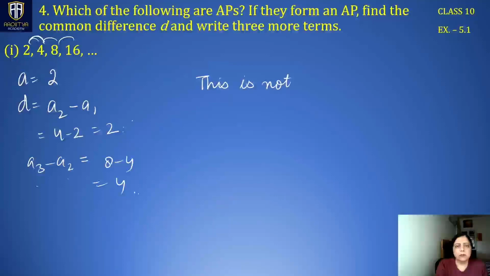You can already do the difference. 4 minus 2 is 2. 8 minus 4 is 4. So this is not an AP.